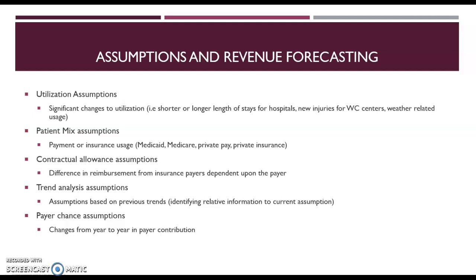And then you have your payer change assumptions. Each year, those contractual allowances and the reimbursement from insurances can change. This year they may say I'll cover 80%, but next year they may say, okay, we're only going to cover 75. So don't base your assumptions this year off of last year's payer, because it can differ just slightly.